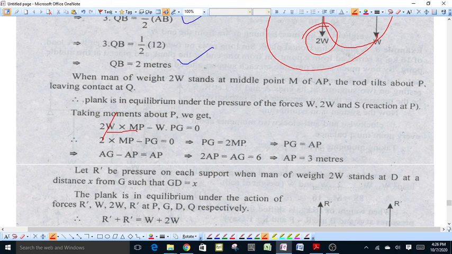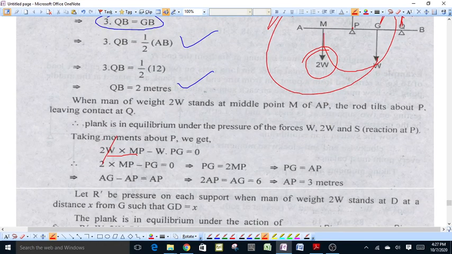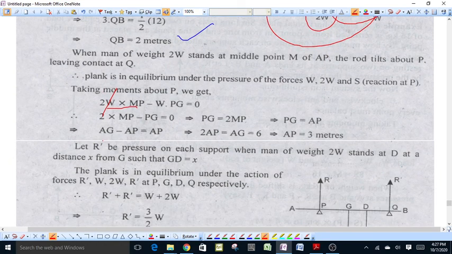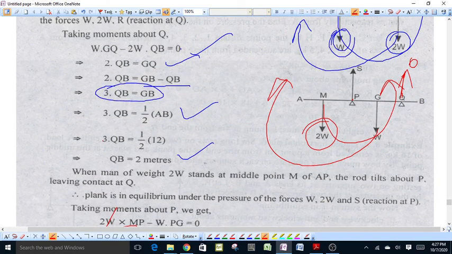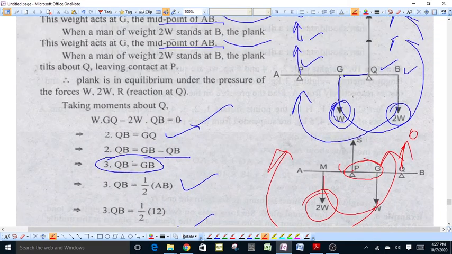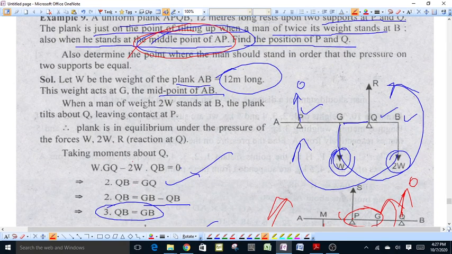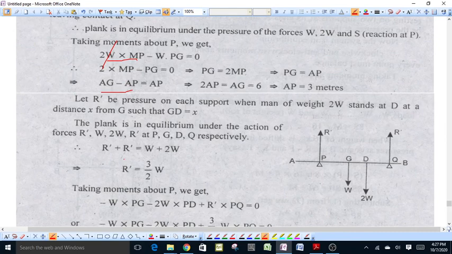Since M is the midpoint of AP, 2 MP is equal to AP, therefore PG is equal to AP. PG may be written as AG minus AP. From this relation we have 2 AP is equal to AG, and AG is equal to 6, because the total length of the rod is 12 and G is the midpoint, therefore AP comes out to be 3 meters.